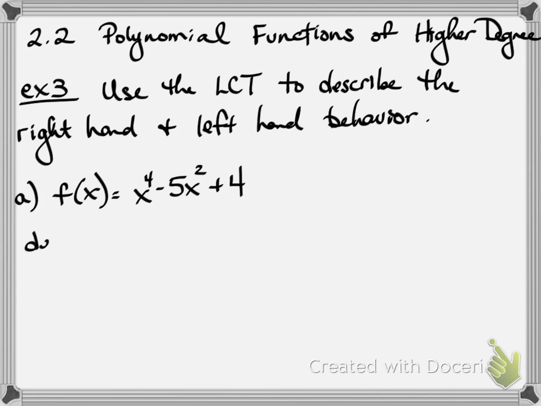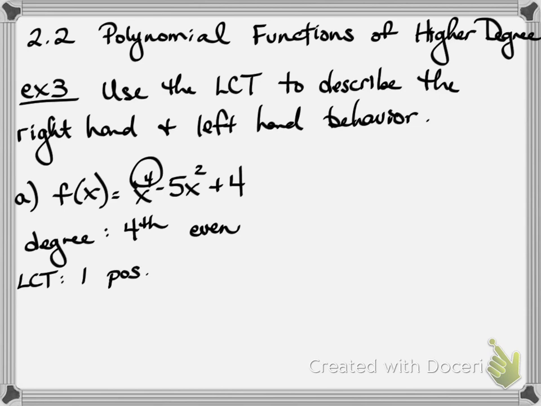we would notice that this degree is a fourth degree because that's the highest value of the exponent, which means it's even. And then the leading coefficient test tells us that it is positive. The leading coefficient is 1, which is positive. So evens are like parabolas. The ends work together. They're both going up or they're both going down. And since it's positive, they're both going up.